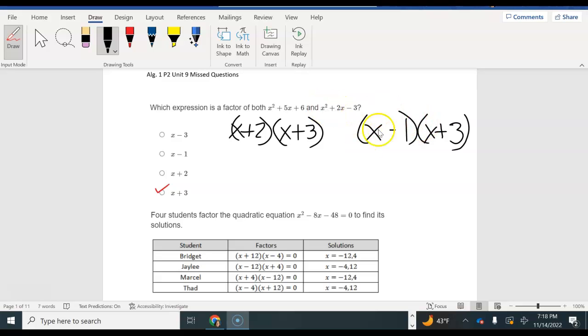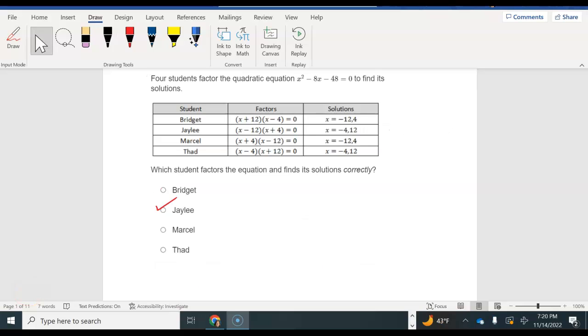x times x is x squared. Plus 3x minus 1x is 2x in the middle. Negative 1 times 3 is negative 3. So now that we've factored both completely, which expression is a factor of both? x plus 3 is the one that is the factor of both.